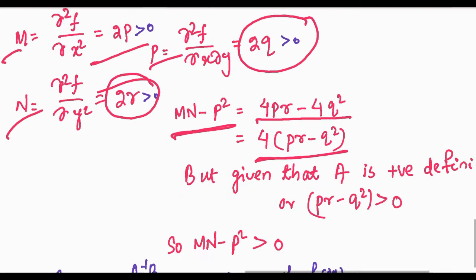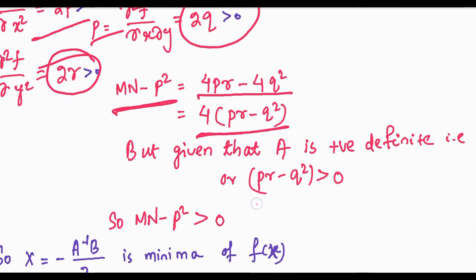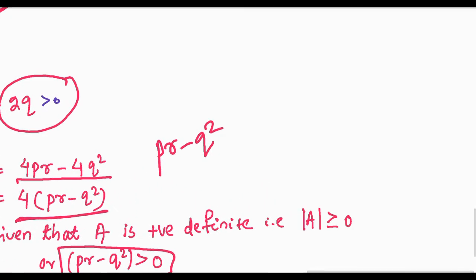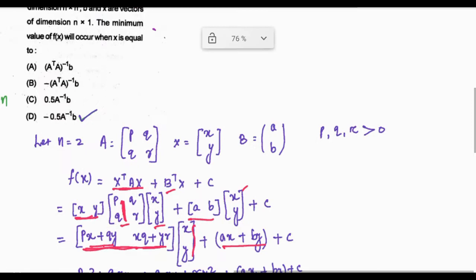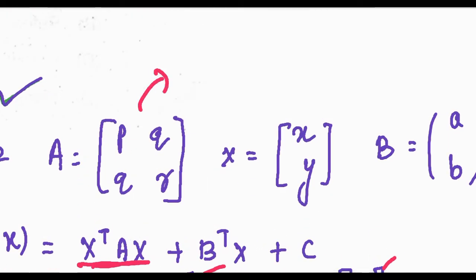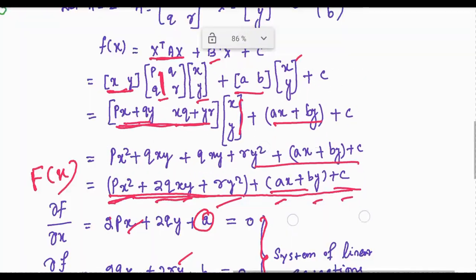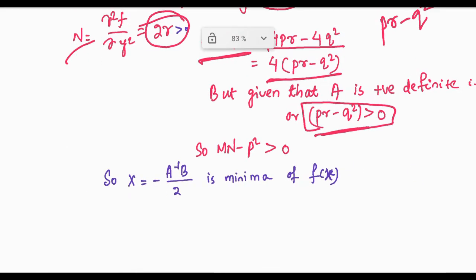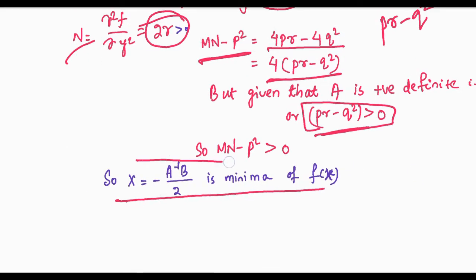But it is given that A is positive definite, that means this one is greater than 0, because A is given to be positive definite. That means this one, pr minus q square, is the determinant of A, because what we have taken A is here, A is this one. What will be the determinant? pr minus q square, and as it is positive definite, this is greater than 0. So here it is greater than 0. As it is greater than 0, this is a minima. This point what we are getting is a minima.